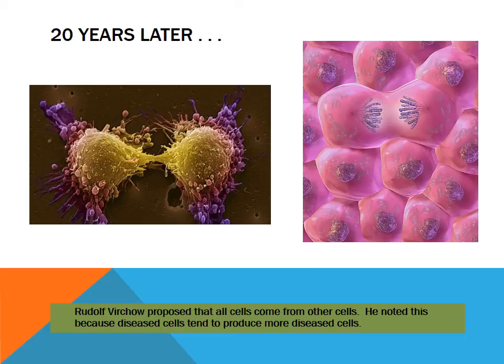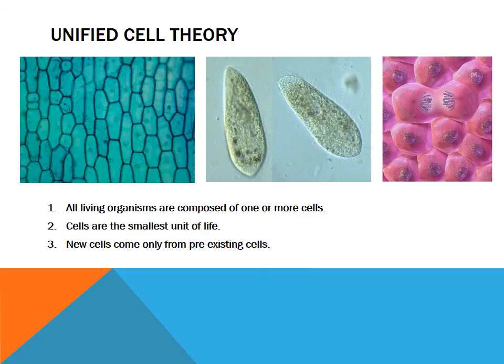Now, between these three gentlemen, we get what we call our unified cell theory. If you haven't started writing things down, this is the point. Unified cell theory: all living organisms are made up of one or more cells. Cells are the smallest unit of life, and new cells come from pre-existing cells.